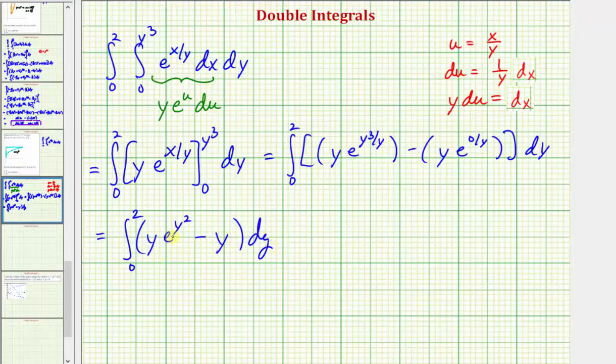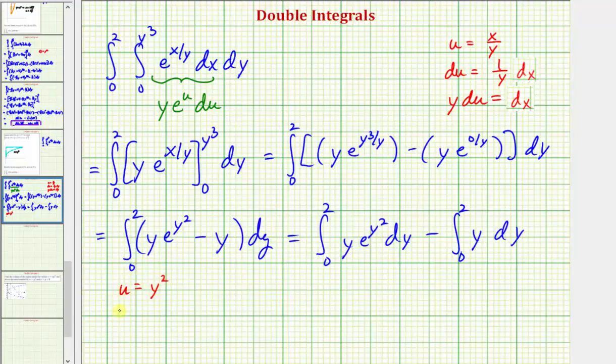Let's go ahead and break this up into two separate integrals. We have the integral from 0 to 2 of y e to the y squared, and then we'd have minus the integral from 0 to 2 of just y. This will be helpful because we do have to perform u substitution to find this antiderivative here. Notice here if we let u equal y squared, then differential u is going to be equal to 2y dy. We have y dy here, so let's go ahead and divide by 2. So 1/2 differential u is equal to y differential y.